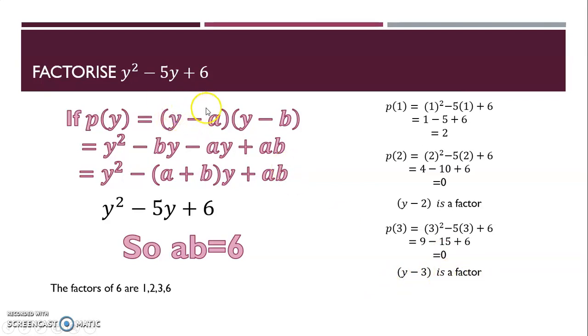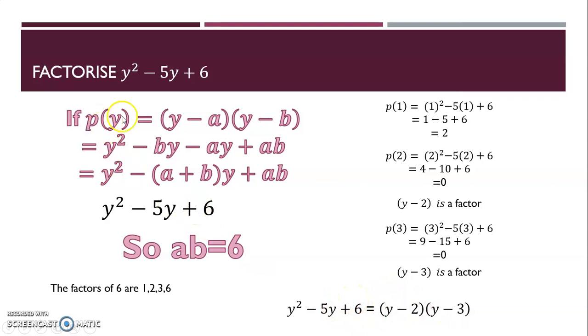So thus we have found the two factors of this polynomial. What can we say? y squared minus 5y plus 6 is y minus 2 into y minus 3. These are the two factors of the polynomial, and this process is called factorization of the polynomial.